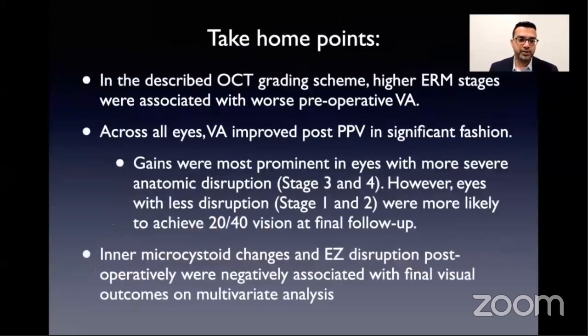So some take-home points. In the described OCT grading scheme, higher ERM stages were associated with worse visual acuity. At the postoperative visit, across all eyes, visual acuity improved after vitrectomy and membrane peeling. However, eyes with stage 1 and stage 2 characteristics were more likely to achieve 20/40 vision at final follow-up. Inner microcystoid changes and ellipsoid zone disruption on postoperative month 3 OCT scans were negatively associated with later time points in terms of 6 months and final visual acuity.